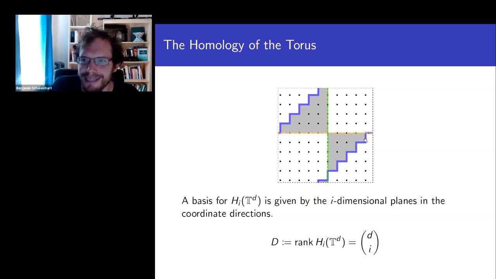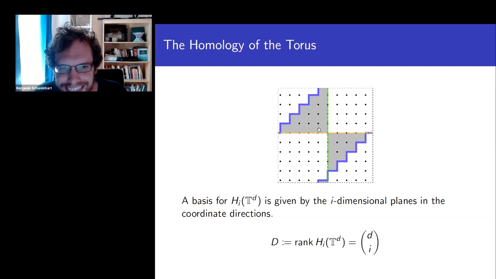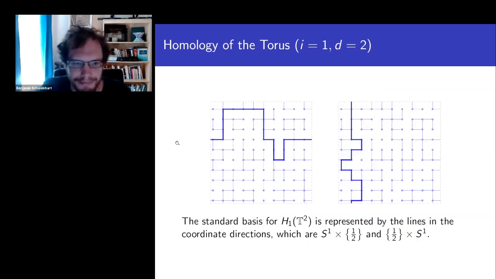We do need to have a direction on these, which I've not included to make the figure look nicer. But if you orient them the right way, you'll see that the difference between the purple one cycle and the sum of the orange and the green one cycles is this gray shaded region. So in fact, the difference between them is a boundary. So okay, a little bit more about these bases of cycles on the torus. The standard basis for the one-dimensional homology of the 2 torus is represented by the lines in the coordinate directions. So here recall that the torus T^d is the product of S^1, d times.